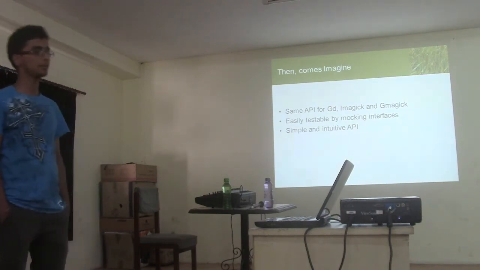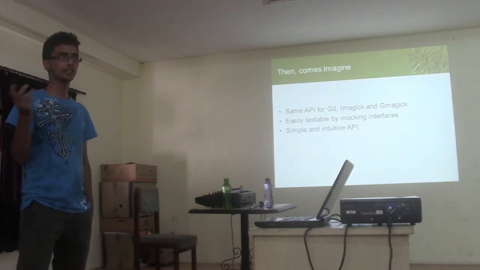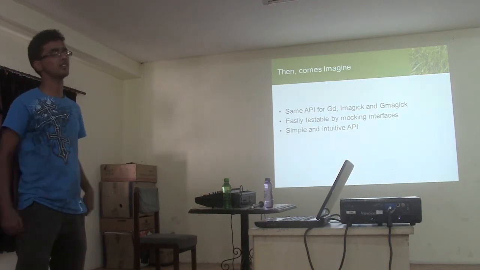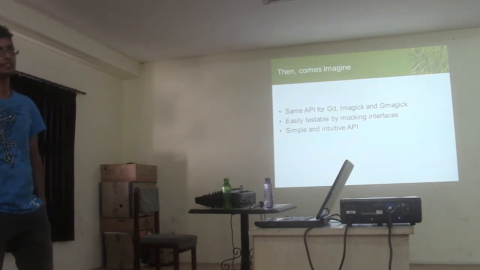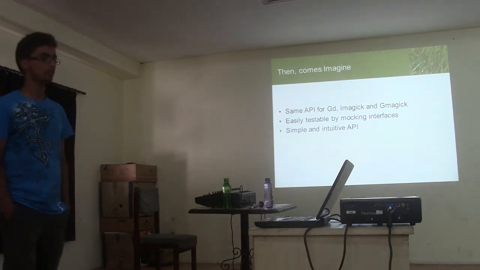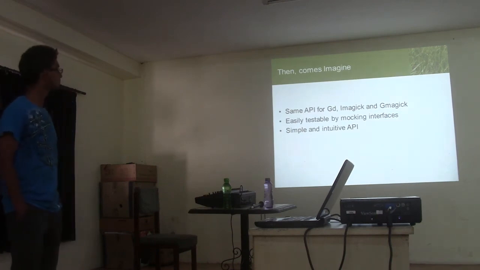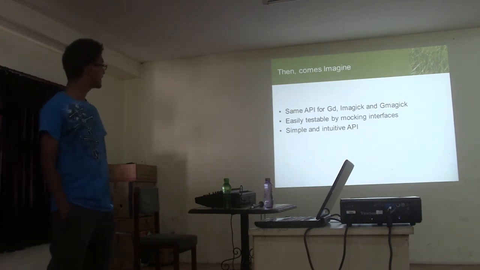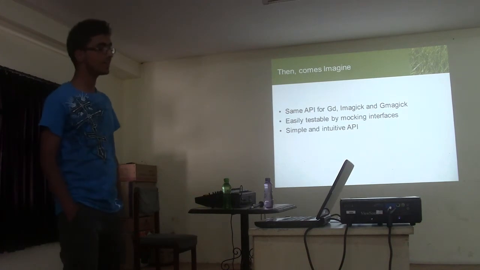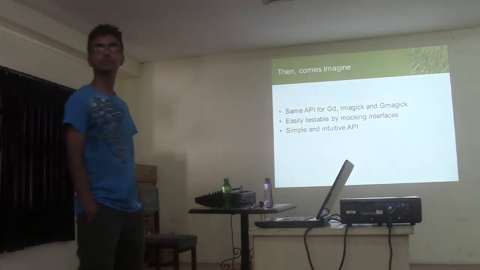Now comes Imagine. So Imagine is an image manipulation library for PHP. It is basically a wrapper for GD, Imagick and Gmagick. So it contains the same API for GD, Imagick and Gmagick because they implement the same interfaces. And so it's really easy to test the code written in Imagine, and it's really easy to write image manipulation in Imagine. It has a very good, simple, easy to understand and intuitive API.